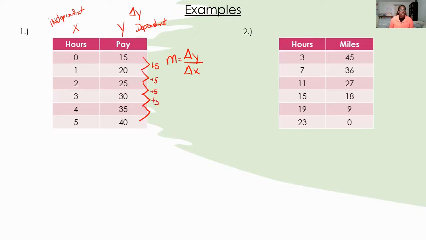But what's going on with my x values? If I look at my x values, they're also increasing, from 0 to 1, 1 to 2, 2 to 3, 3 to 4, 4 to 5. So they're going up by 1. So my slope is the change of my y's, which is a positive 5 because it's increasing, over the change of my x's, which is a positive 1 because it's increasing by 1. So my slope is 5 over 1. If I simplify that, it's just 5, because 5 divided by 1 is 5. So now we found our slope.